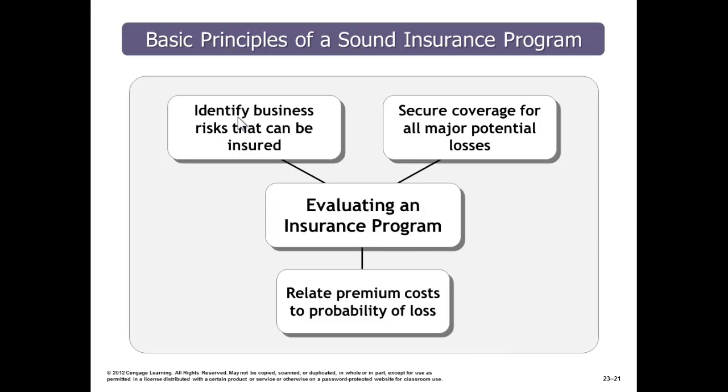So in evaluating an insurance program, you've got to first identify where are your risks, and where are the risks that first of all can be insured, and then try to determine what your possible losses might be, and then you want to secure coverage for all those. And then lastly, you want to try to relate your premium cost to the probability of loss.